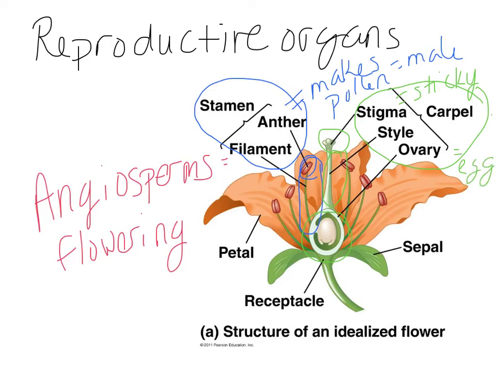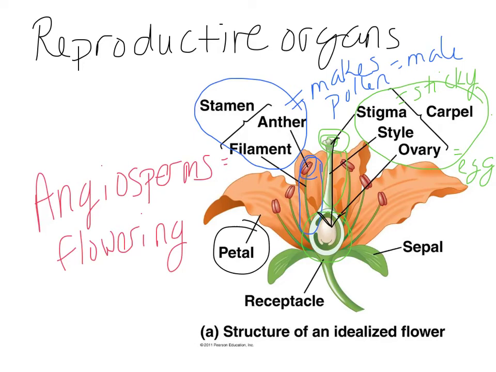So when pollen is able to find its way to the stigma and stick there, it then has to travel down the length of the style down to the base to be able to find the egg down at the bottom of the flower. Okay, flowers also obviously have petals.